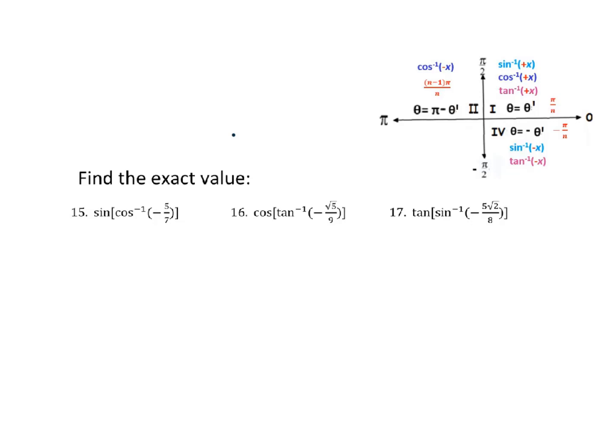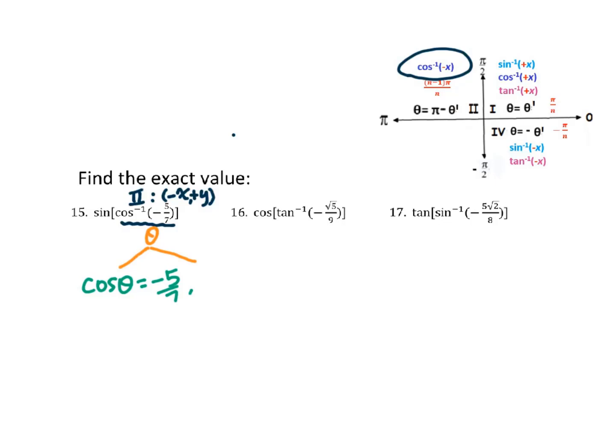Now let's go to number 15. First of all, we use the inverse cosine of negative 5 over 7 to figure out the quadrant. That's a second quadrant. Because of this, the coordinate will be negative x, positive y. We assume this is theta, so we are supposed to get two pieces of information. First one is cosine theta equals negative 5 over 7. And we are looking for sine theta.